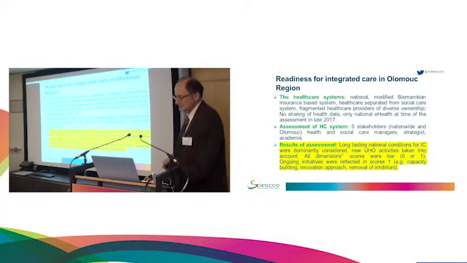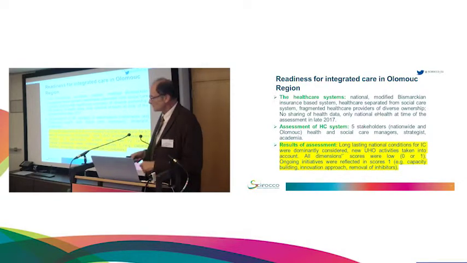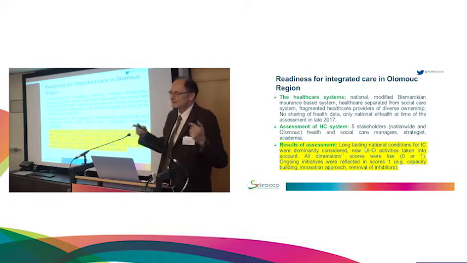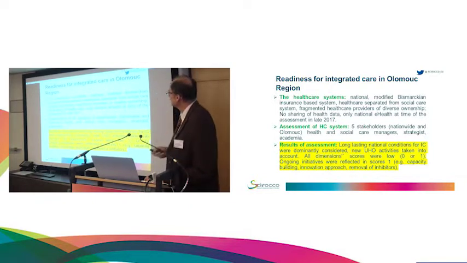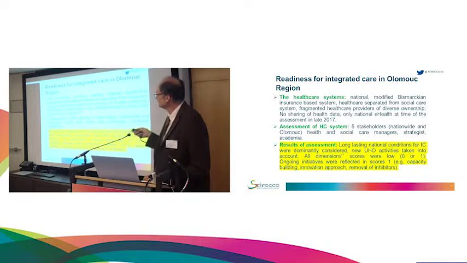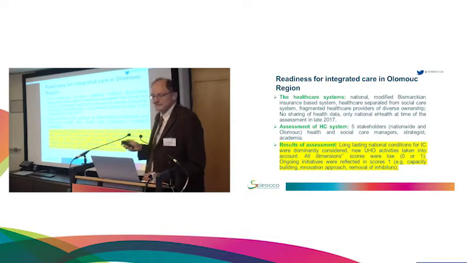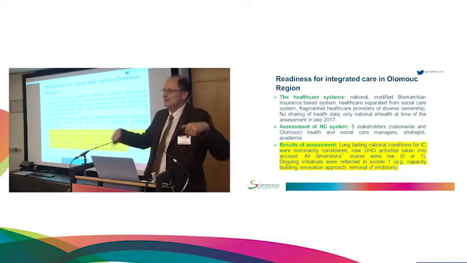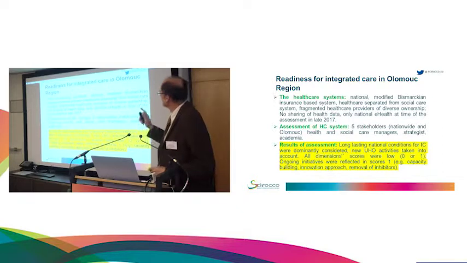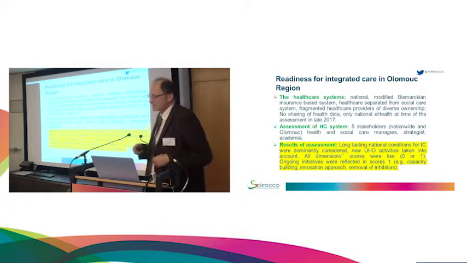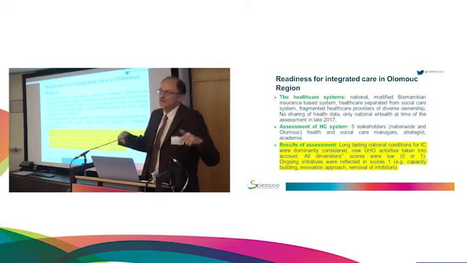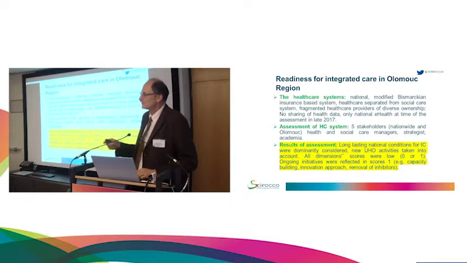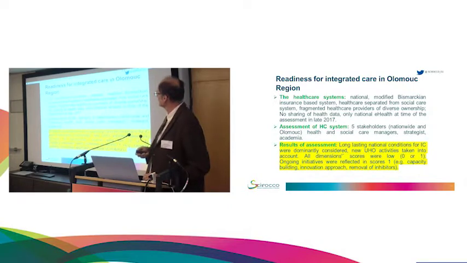The healthcare system, I must say something before we come to the assessment, something about the system as such. It's Bismarckian, typical for countries like Germany, Austria, and also Poland, Slovakia and Hungary. That means it was modified over the years, but important is that it's an insurance-based system, and healthcare is separated from social care. The systems have been developing for decades, even a century, independently, and we have fragmented healthcare providers with diverse ownerships, and there is no sharing of data. That means there are no electronic health records that could be shared between various healthcare providers.